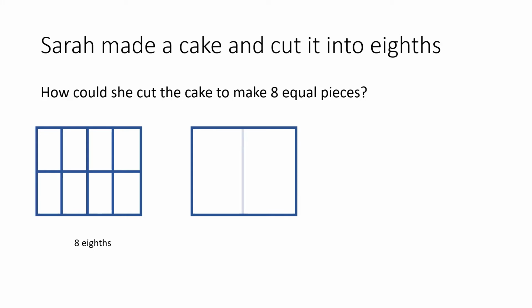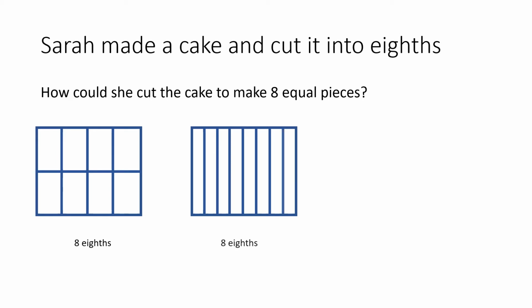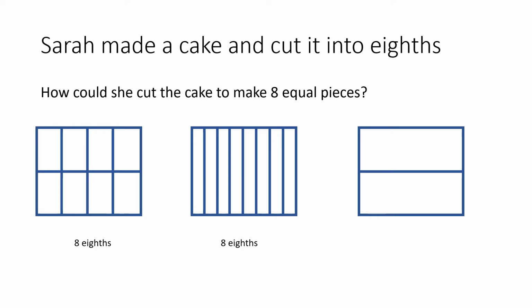She could also cut it down the middle, cut those 2 in half, so now she has 4 quarters, and then cut each of those down the middle to give 8 eighths. She could also cut it down the middle horizontally, make 4 quarters like this, and then cut it vertically to give 8 eighths.